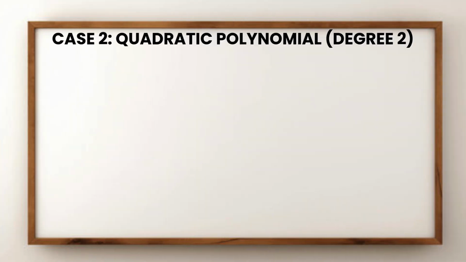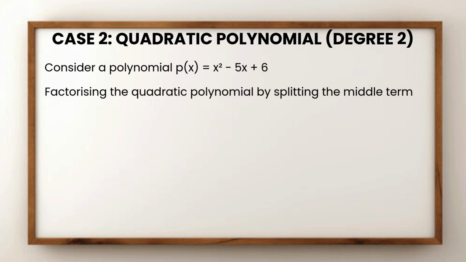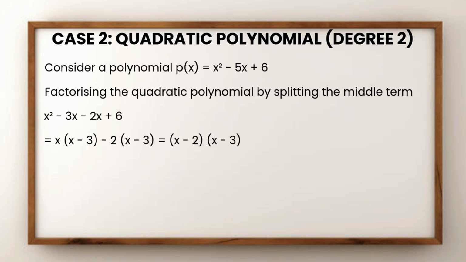Now, let's explore the case of a quadratic polynomial. Consider the polynomial p of x equal to x square minus 5x plus 6. To find its zeros, we use the factorization method. We split the middle term minus 5x as minus 3x minus 2x. We can rewrite the polynomial as x square minus 3x minus 2x plus 6. Taking the common terms, it can be written as (x minus 2) into (x minus 3).